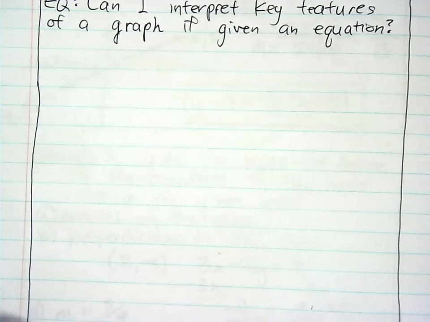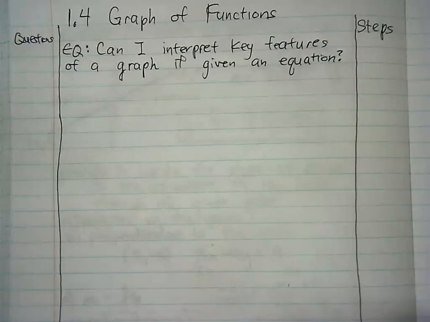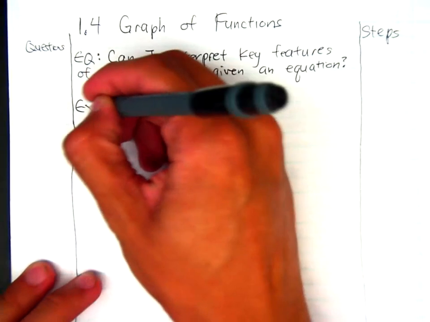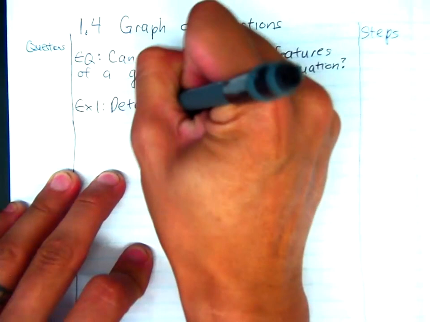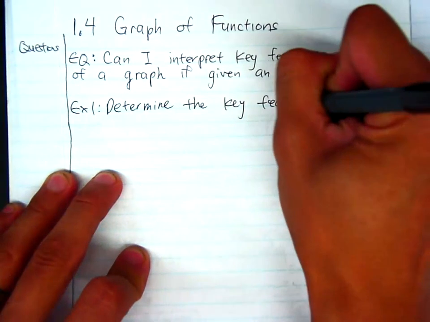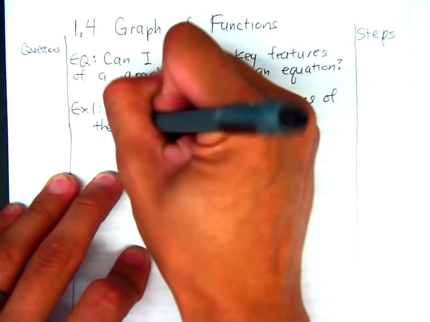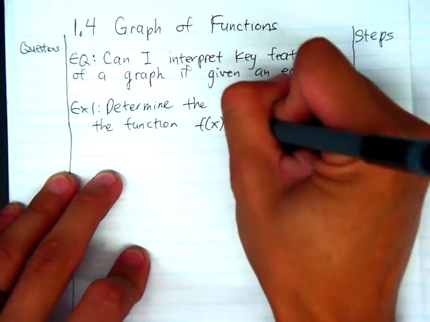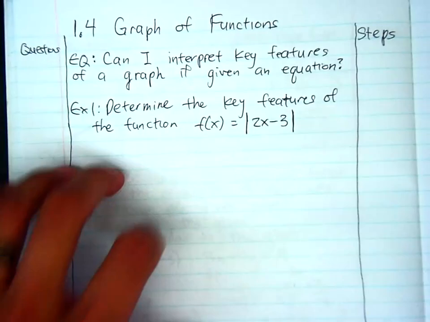So the first example, hold on while I zoom out, sorry. The first example, and actually the only example, is I want to determine the key features of the function f of x equals the absolute value of 2x minus 3.